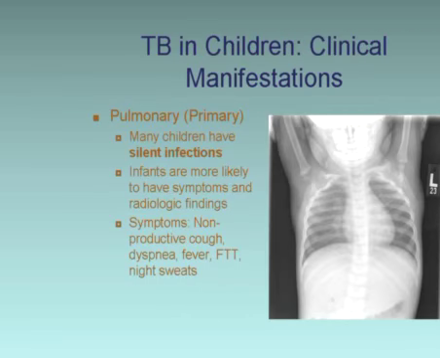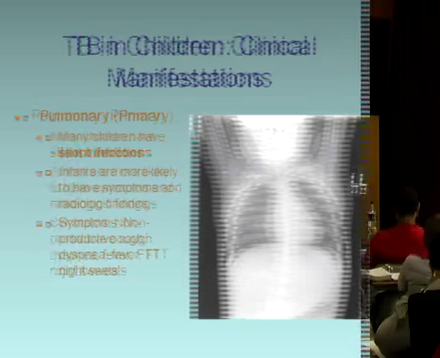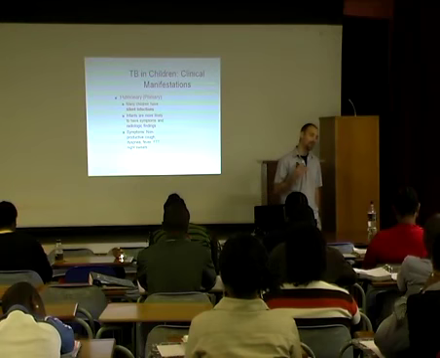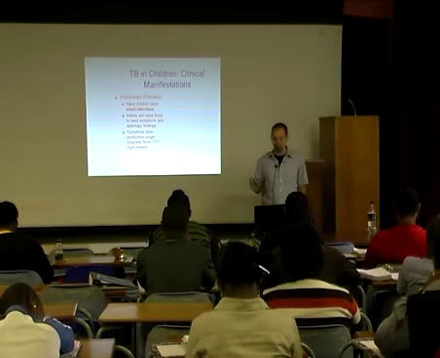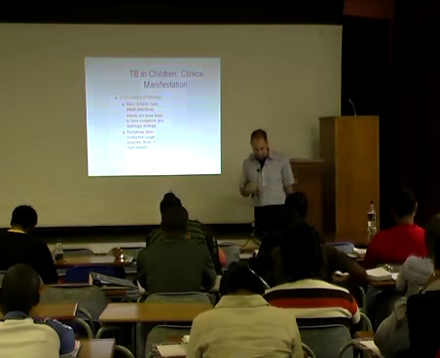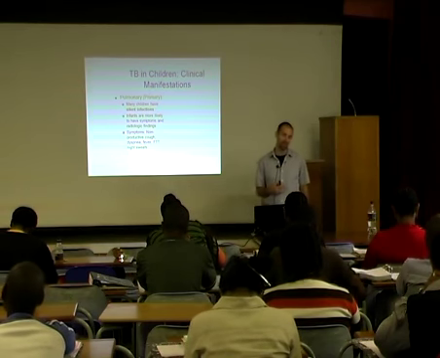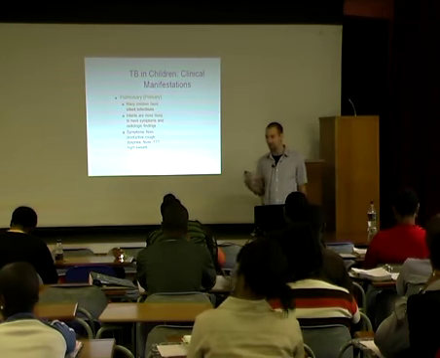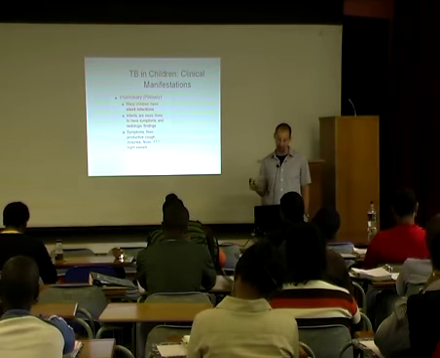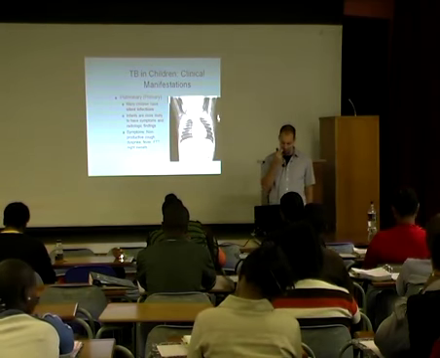So, primary pulmonary TB: many children have silent infections. They're not that symptomatic. They may have a chronic cough, something else. But it's not usually as obvious as in an older adult. Infants are more likely to have signs and symptoms, and they're more likely to have disseminated disease throughout the body. Symptoms are commonly non-productive cough, shortness of breath, weight loss or not gaining weight very well, fever, night sweats. All of these things are very, very common.